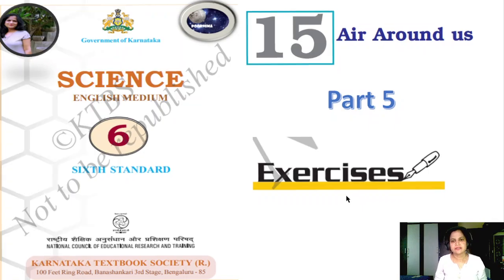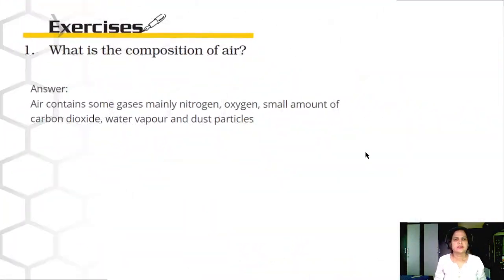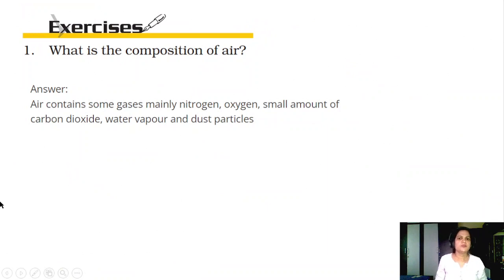Part 5 Exercises. Let's see exercises. First question. What is the composition of the air? Answer. Air contains some gases, mainly nitrogen, oxygen, and a small amount of carbon dioxide, water vapor and dust particles.